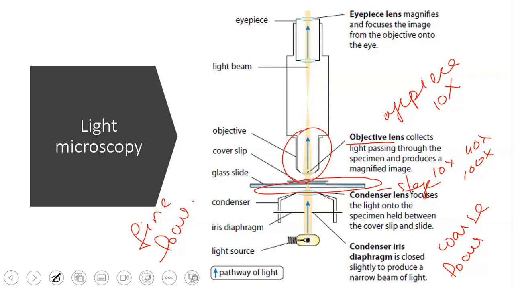And when the image is somewhat clearer, then you use a fine focus to make it completely visible for you. Okay.